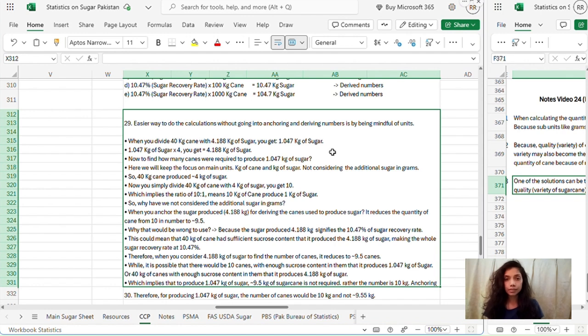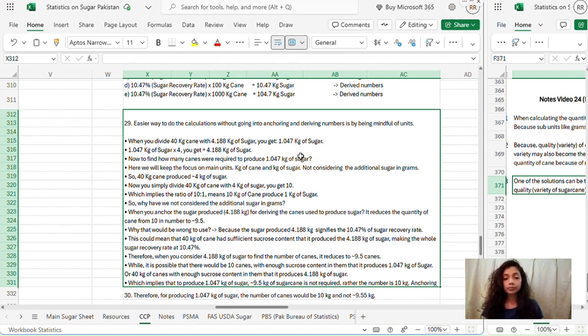When we divide 40 kg of cane, we get 4 kg of sugar. From 40 kg of cane, we get 4 kg of sugar. That means 10 kg of cane produces 1 kg of sugar. But if we say from 40 kg of cane we get 4 kg of sugar plus an additional 188 grams, that means the sugar recovery rate is 10.47%.